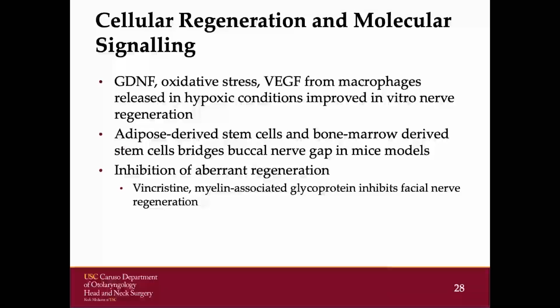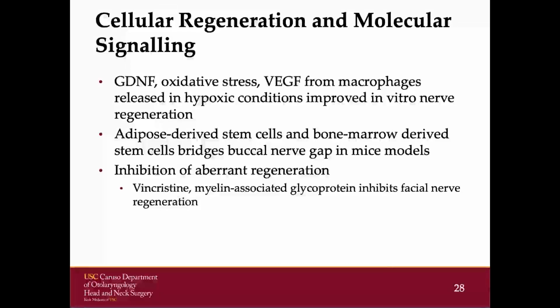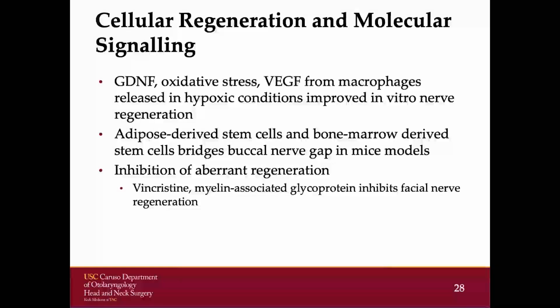And then I think just as important is to understand how to inhibit regeneration, because in the event of aberrant regeneration and synkinesis, it's important to know how to control that as well. So certain studies describe the use of vincristine and myelin-associated glycoprotein to inhibit facial nerve regeneration. So all things that I find pretty exciting.